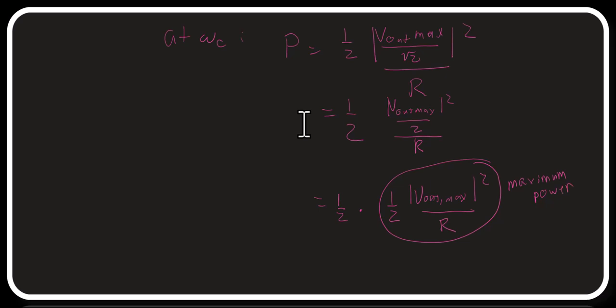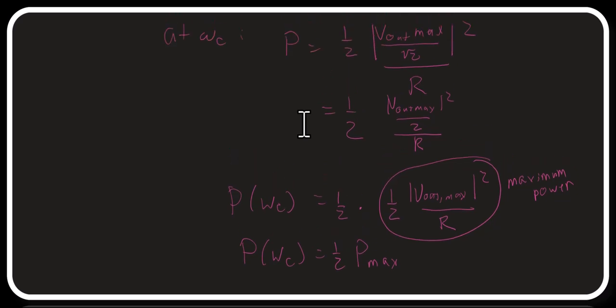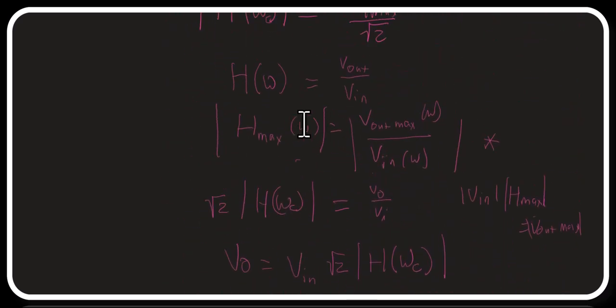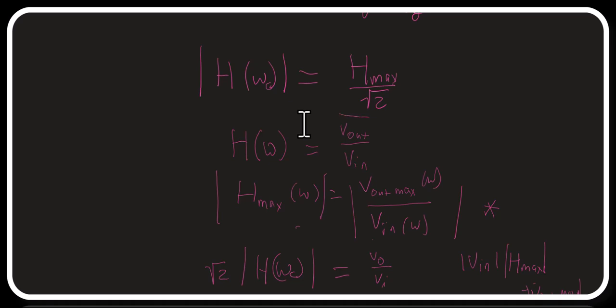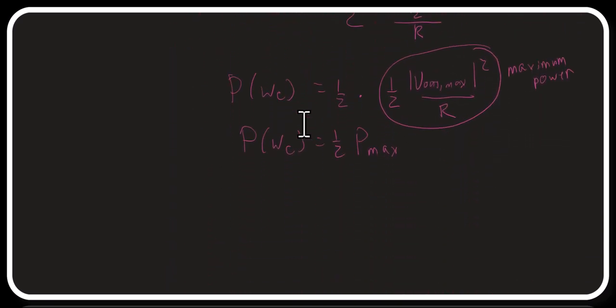You'll have maximum power when we have maximum voltage. So the value of our power at our cutoff frequency is 1/2 the maximum power. So the power at omega c is 1/2 the max power. That gives us another kind of motivation as to why making the cutoff frequency be the frequency where the magnitude is the max magnitude over the square root of 2 makes sense, because that is where your power is half of your maximum power.